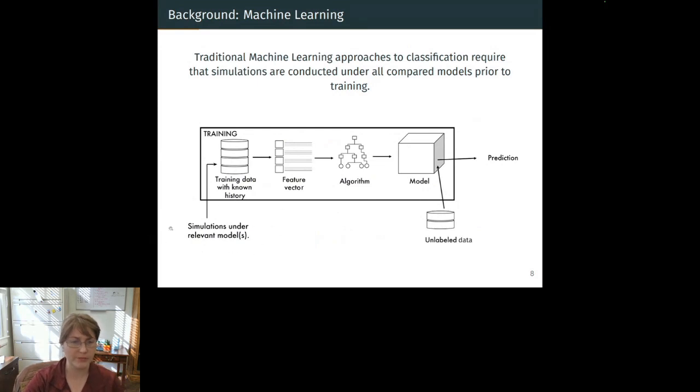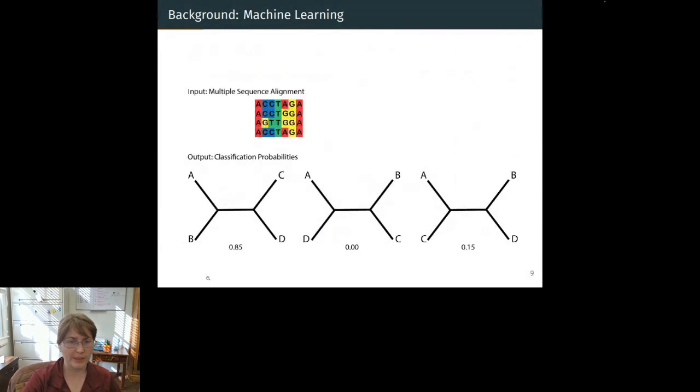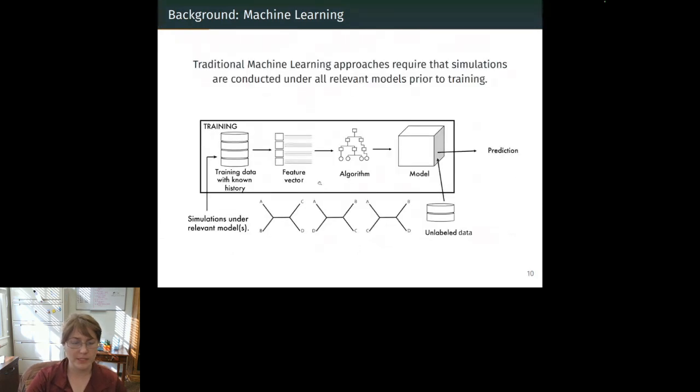And to train this, we have to have simulations under the relevant models. In the case of a 4-taxon tree, that's not too hard. We just have 3 different models because there are 3 different potential tree topologies. And so it's fairly straightforward to generate data under these models and build a machine learning algorithm that can take as input a multiple sequence alignment and predict probabilities for each of these 3 trees. So in this case, we just have to perform simulation under 3 different tree topologies.